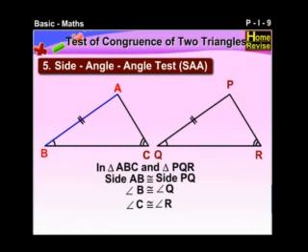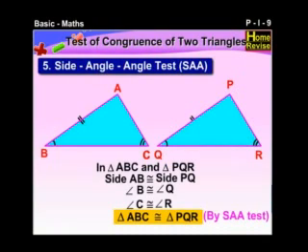That means side, angle and angle of one triangle are congruent with corresponding side, angle and angle of another triangle. Therefore, these two triangles are congruent by SAA test.